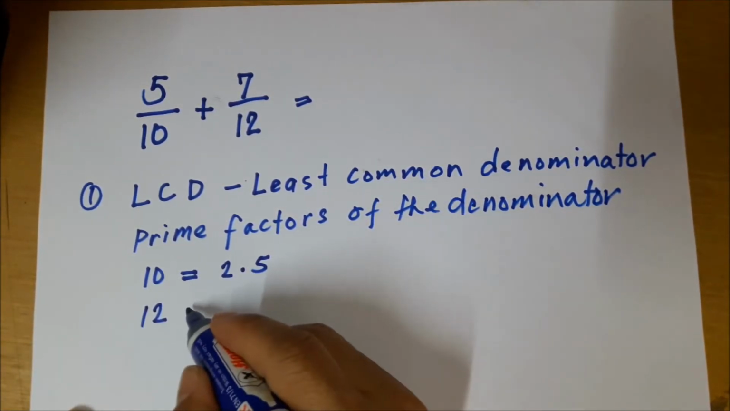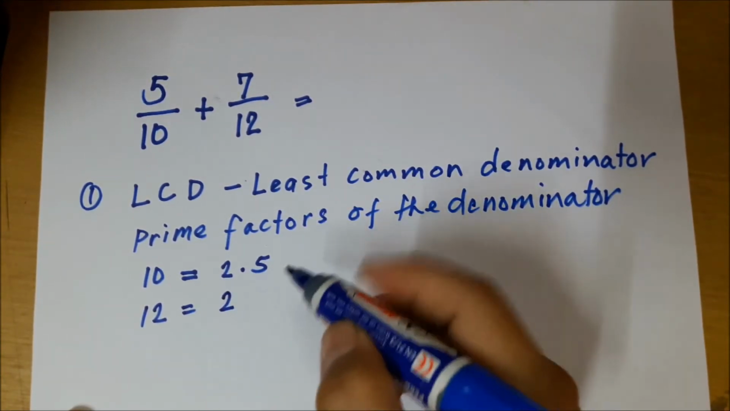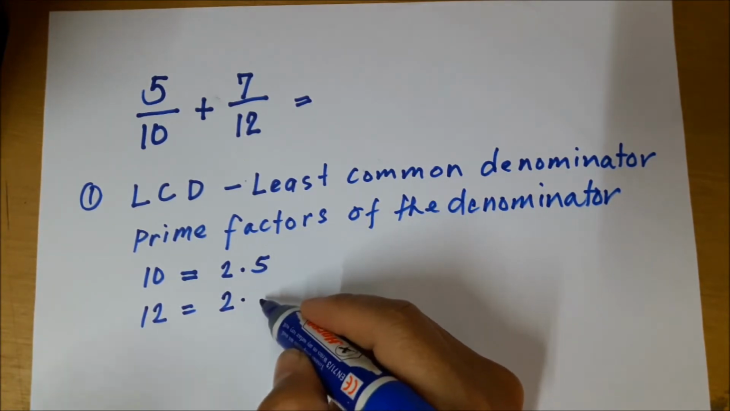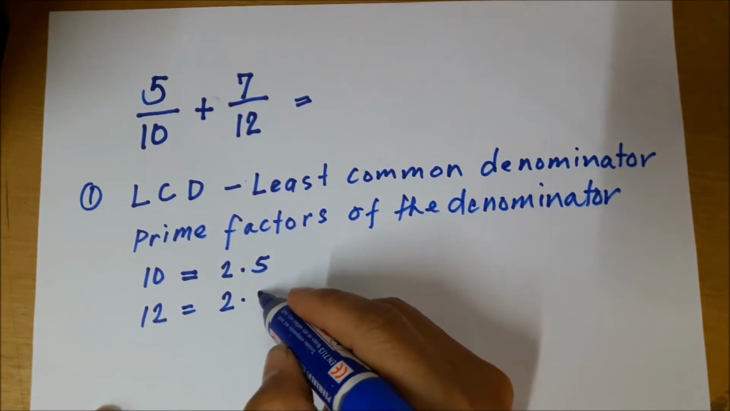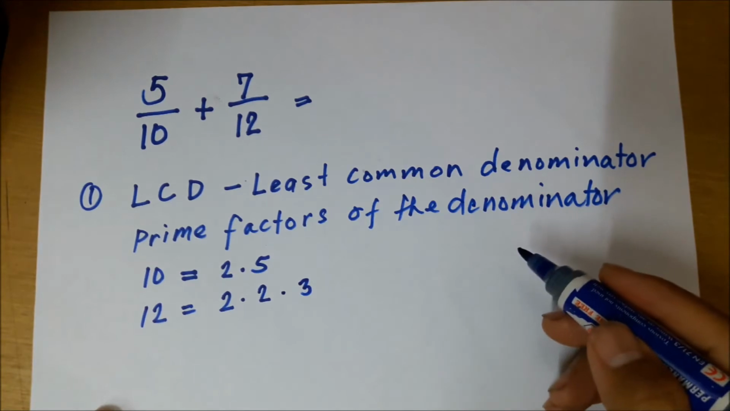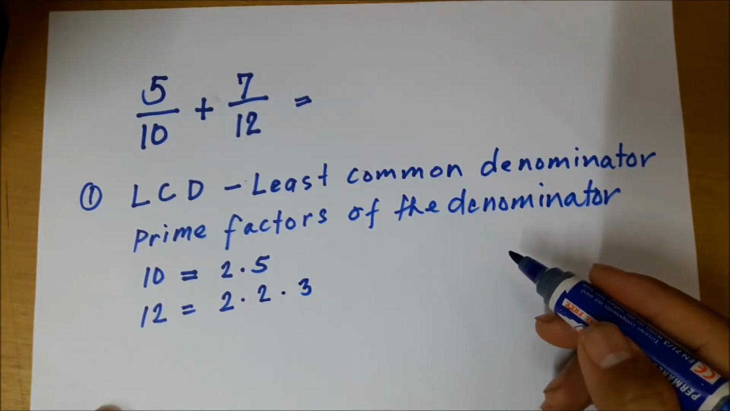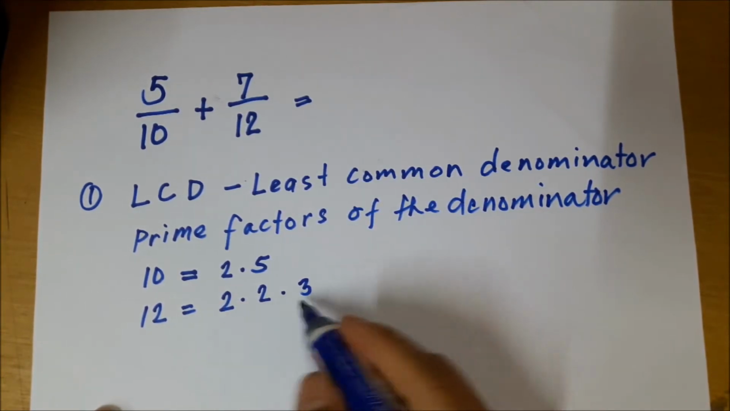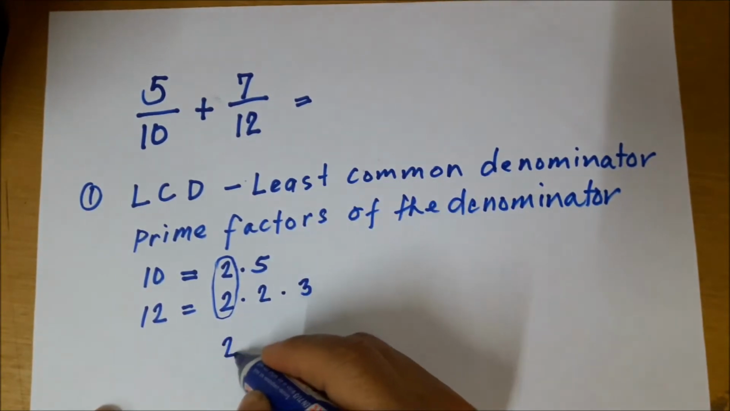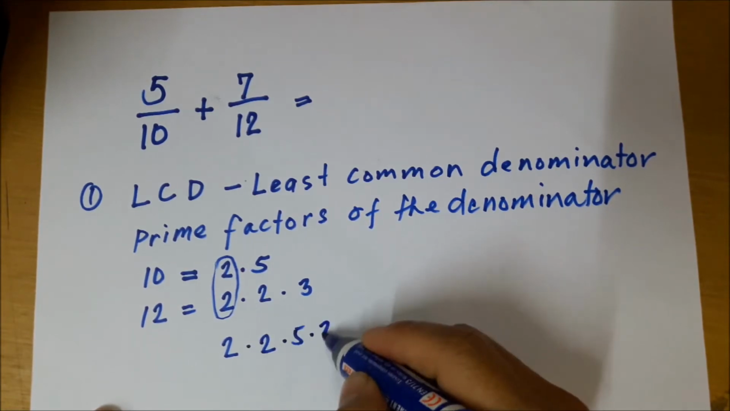We have 12, alright? So we have 2 times 6, right? But 6 can be broken down into 2 times 3, right? Okay, so that will be equal to 12. So these are the prime factors of 12. Now the common factors, we just copy that 2. Then we have another 2, 5, and 3.